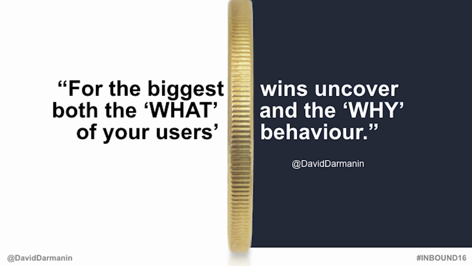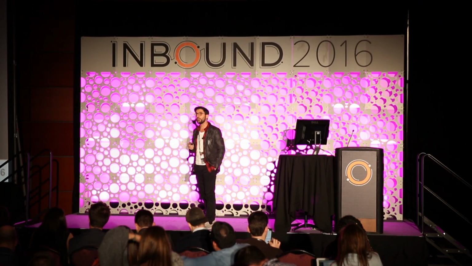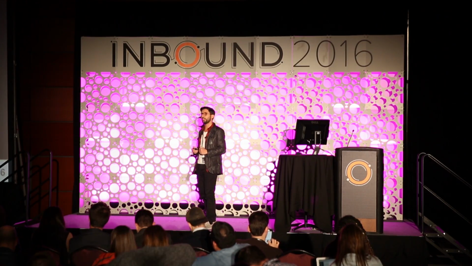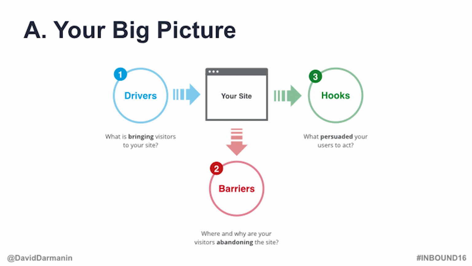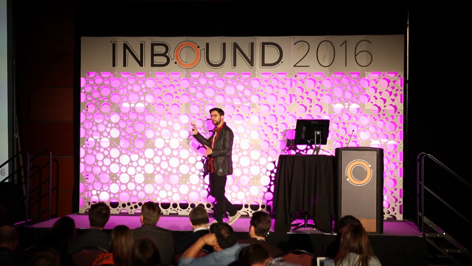So to summarize this section, for the biggest wins, uncover both the what and the why of your user's behavior. You need to see both sides of the coin, and that's how you're going to get the biggest wins. Because again, you know what to put in the measuring cup. So the big picture. Now, we talked before about this, right? The drivers, the hooks, and the barriers. The idea here is just like if you're playing chess, in order for you to make that next move, you need to see the whole board. So this is pretty much the concept.